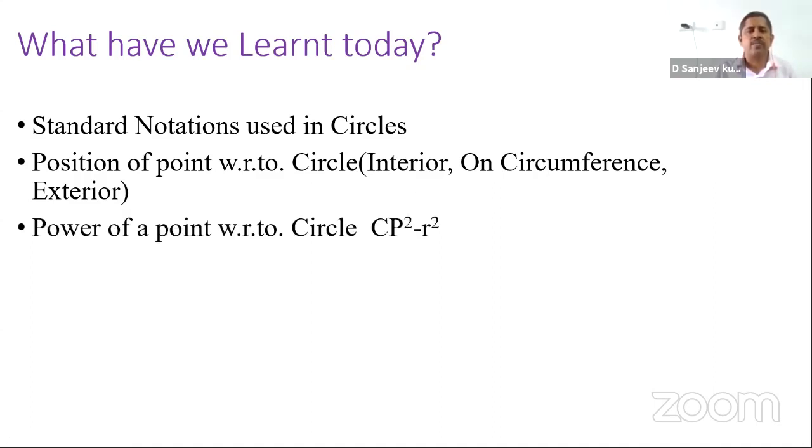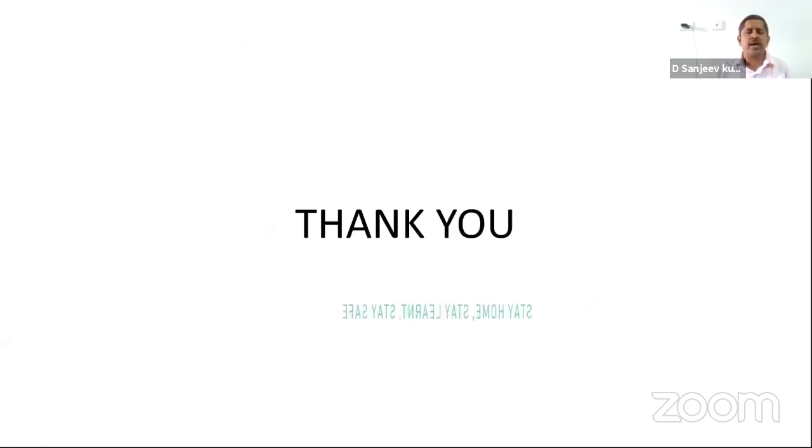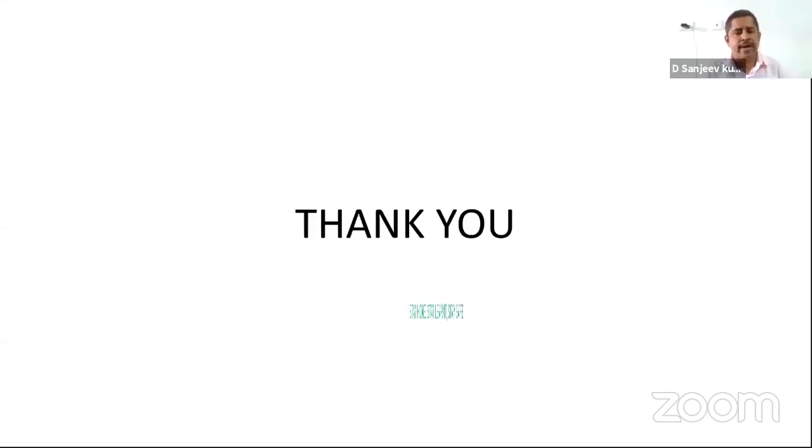Then you were introduced to the power of the point with respect to a circle. The power of the point is given as CP² − R². Definition-wise, you can call it S11, and you can also call it PA into PB. You also learned what a tangent is and that the length of the tangent is square root of S11. And we have solved some basic problems based on this. With this, I conclude my session, and I'm ready for any questions.